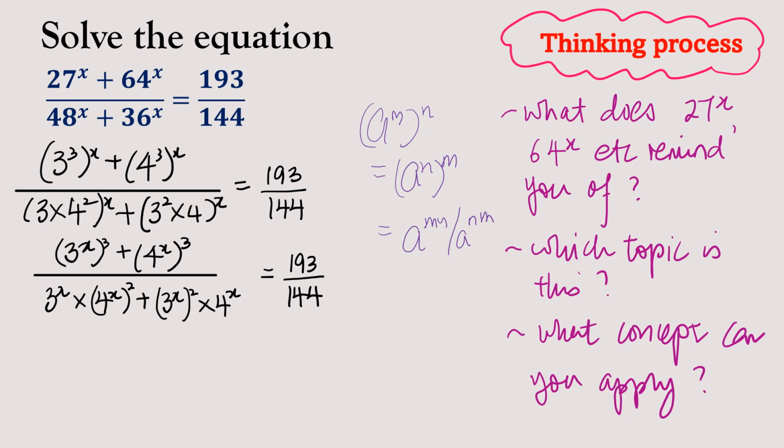Right, so from here to this step, which rule have I applied? Yes, if you recall this one here. Okay, we have just applied the rule that I've written on the screen. And then what do you think is the next step that we can use?